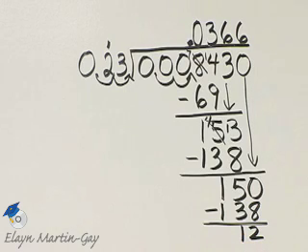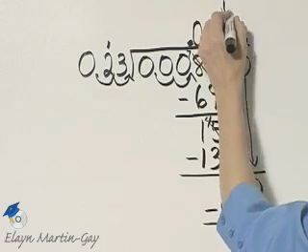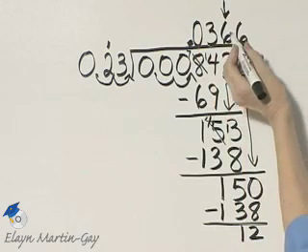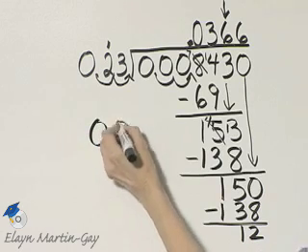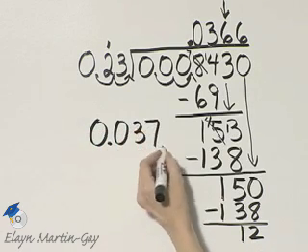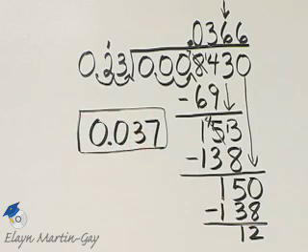That's far enough because we can now round to the nearest thousandth. That would be this place. Because this is 5 or greater, I add 1 here, and it would be 0, decimal point, 037. That is my quotient rounded to the nearest thousandth.